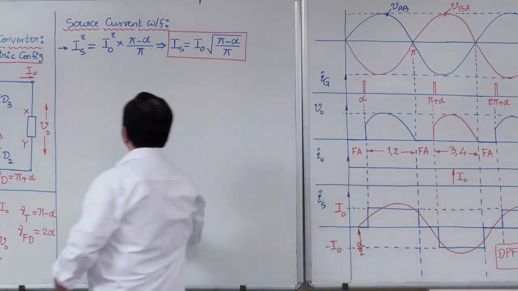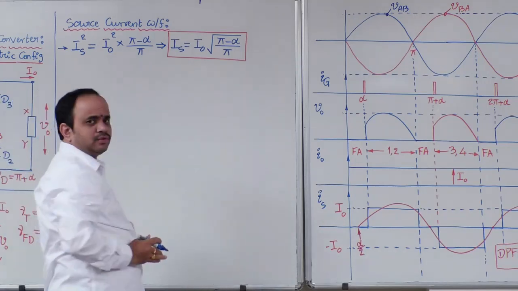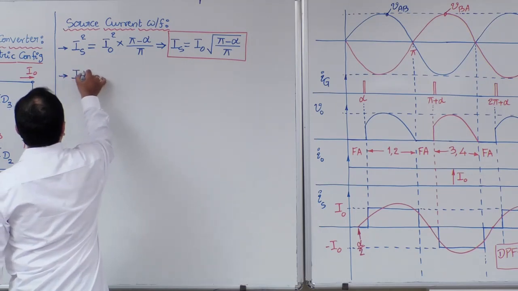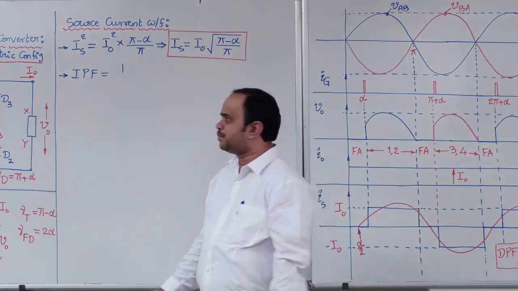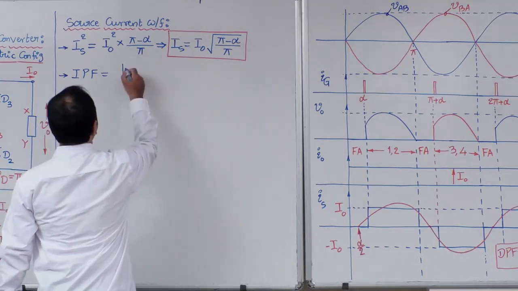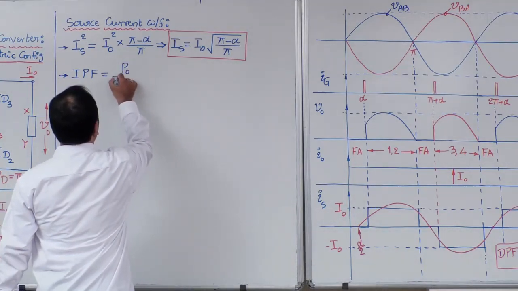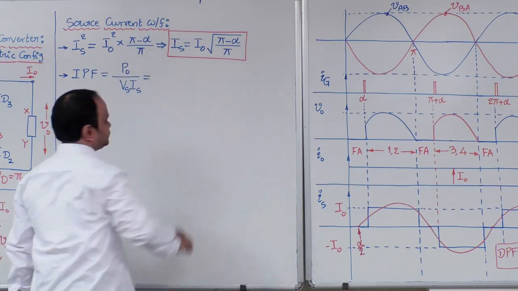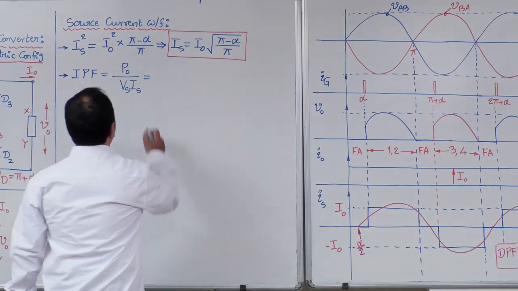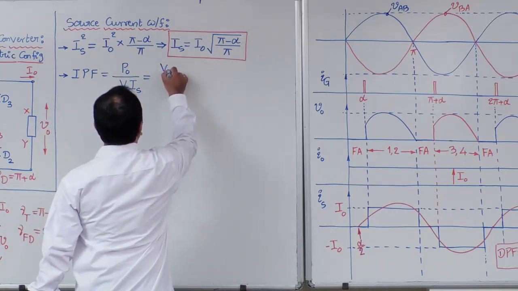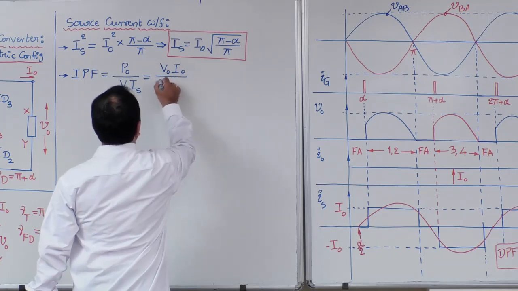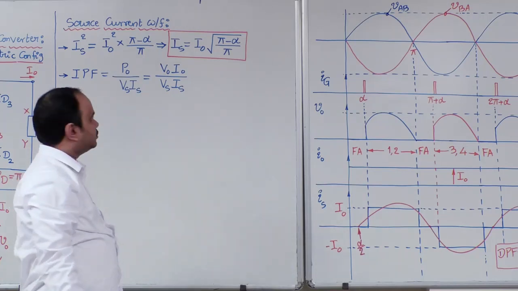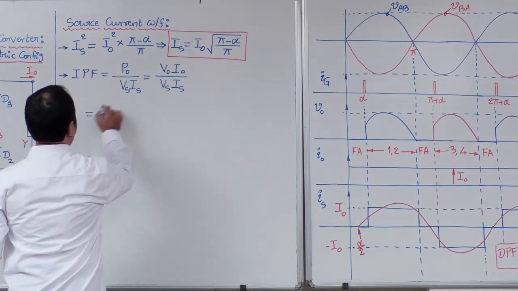Next, let us look into the power factor definition. How to find that? Input power factor can be defined as power delivered to the load divided by source volt ampere. As we assume that the load is a current stiff load, you can say V0 multiplied with I0 divided by Vs into Is. Now what is V0?